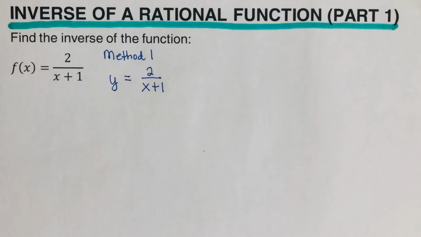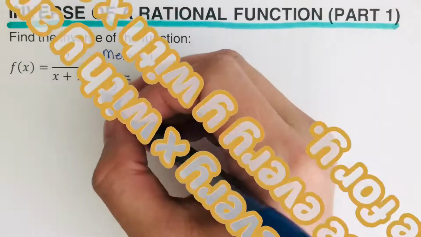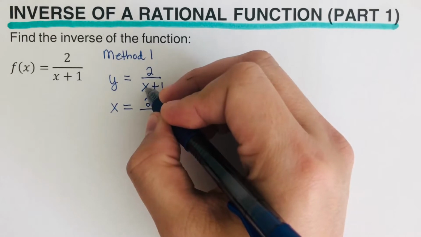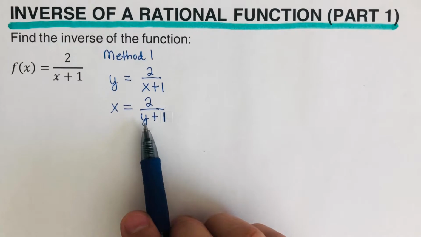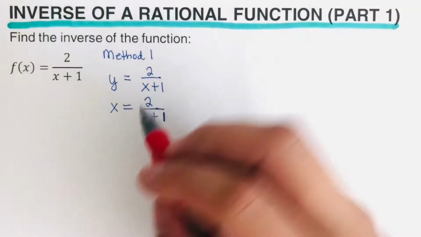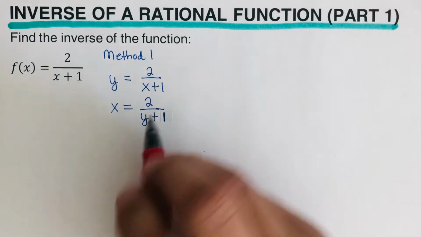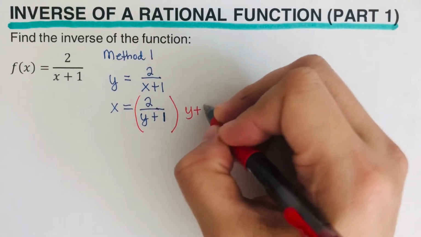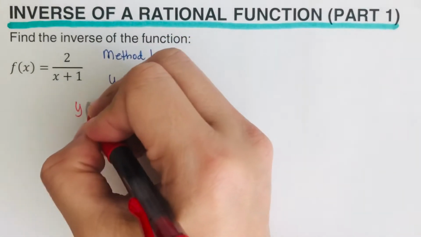The second step is to replace x with y and replace y with x and solve for y. So pretty much we are going to change the y to x, and that is equal to 2 over, we changed the x to y. So our target here is to have y by itself. In order to do that, we are going to multiply both sides by y plus 1 so that we can get rid of the y plus 1 at the bottom. So I can go ahead and multiply this by y plus 1, and then I will multiply the other side as well by y plus 1.